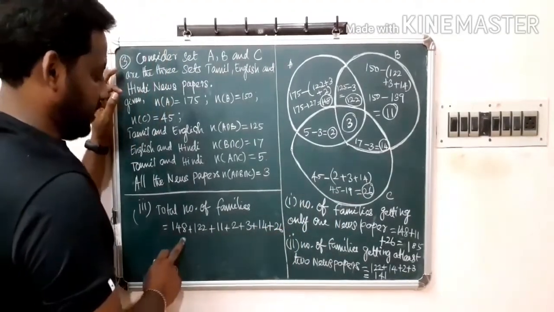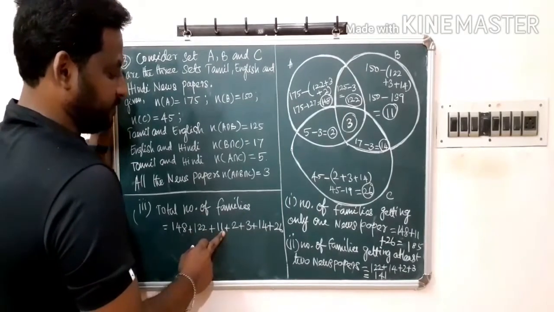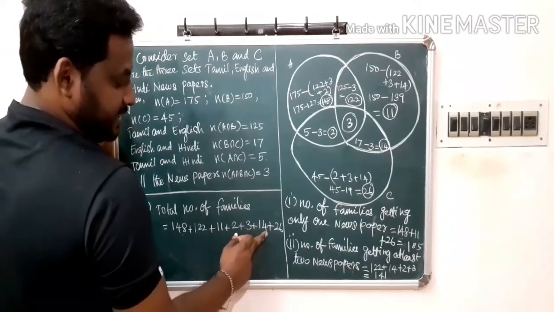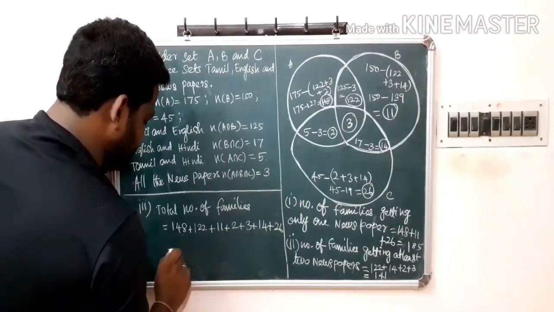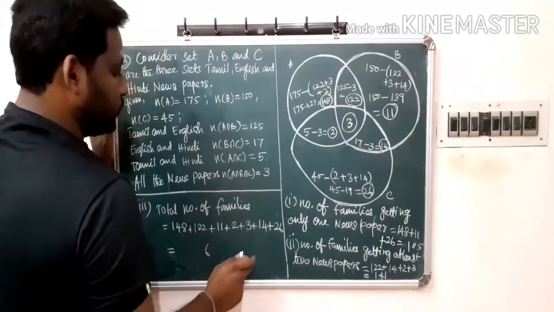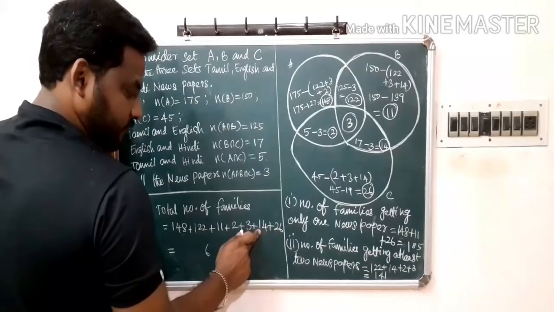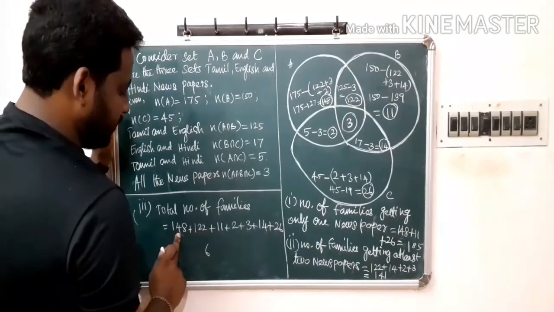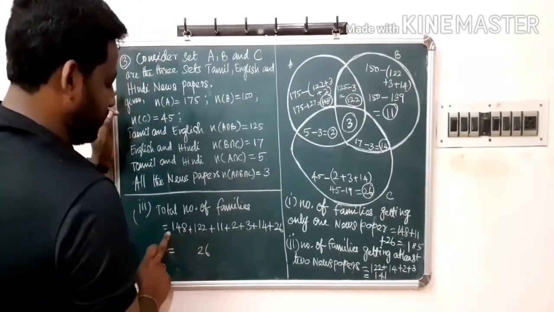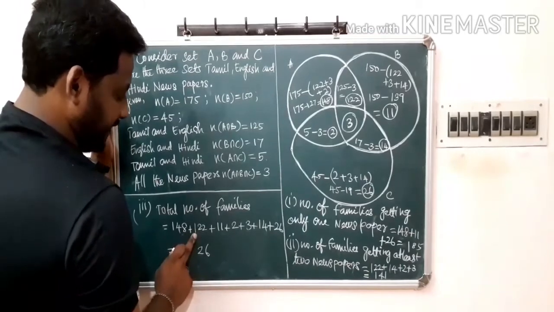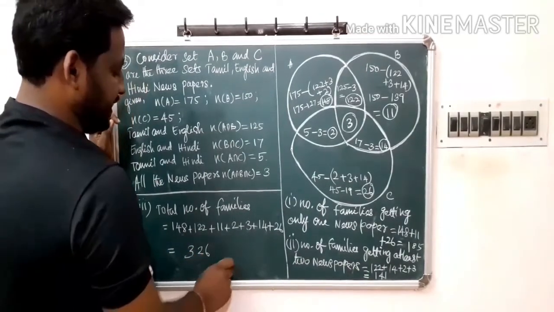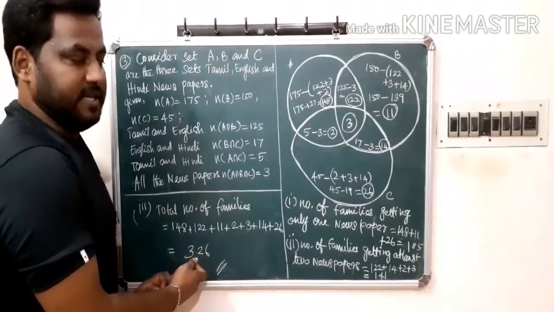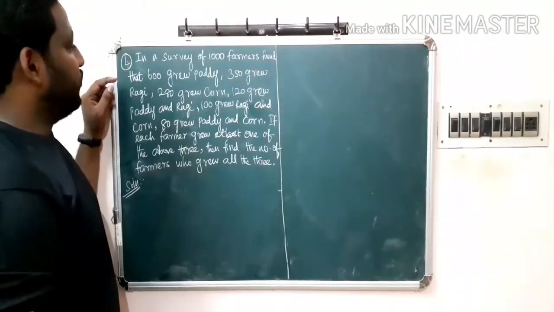So now we have to add all the values. 8 plus 2, 10, 11, 11 plus 2, 13, 13 plus 3, 16, 16 plus 4, 20, 20 plus 6, 26. So 326 families. So total number of families in the colony is 326 families. Clear? Then we move on to the fourth problem.